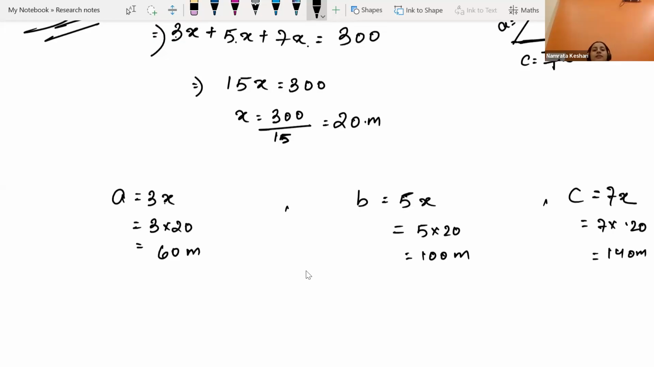We got separately the length of each side. Now in this chapter, Bharti, in Heron's formula, this chapter is very simple.